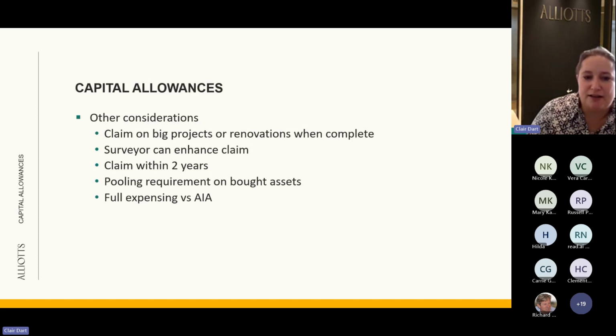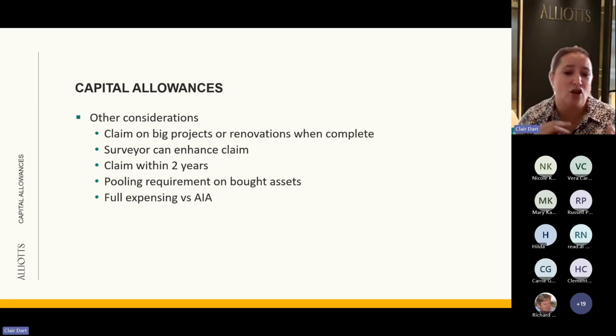Finally, the point I've got here is on full expensing versus AIA. They seem like the same thing. I get that. 100% tax relief on the asset, yes, in both cases. But there is a distinction. Under AIA, the assets are pooled within the main pool, and then your claim for allowance just reduces that pool, leaving a balance to carry forward.